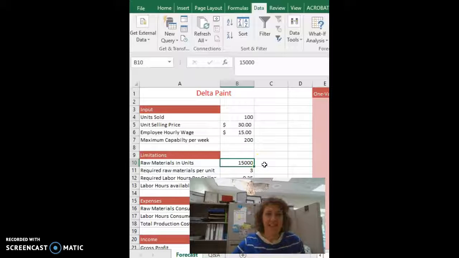Okay, let's take a look at using the GoalSeek in Chapter 6. So I'm in the manufacturing worksheet. I'm on the forecast worksheet, and we're going to apply the GoalSeek command.